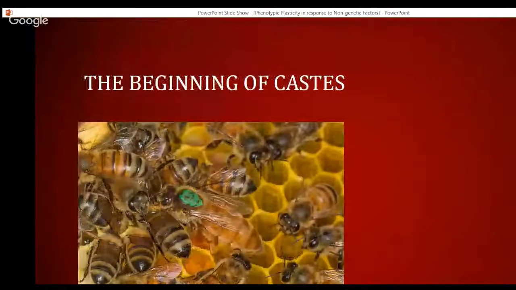So how did castes begin? How did they evolve? Well, Wheeler said in his paper, written in 1986, that a difference in size was probably the first factor in caste development. And a good example of this is the honeybees. Here in the center, marked in green, is the queen bee. She's a lot larger than these other bees around her, the workers. So even though they look very similar, they're different sizes, and that could have led to the development of castes.